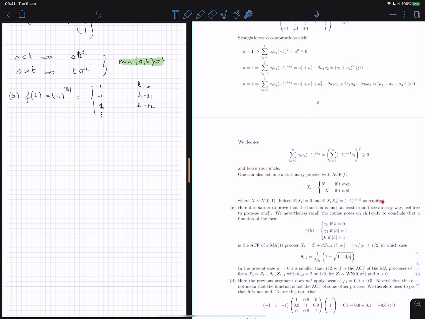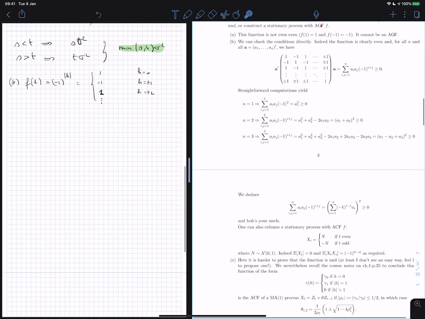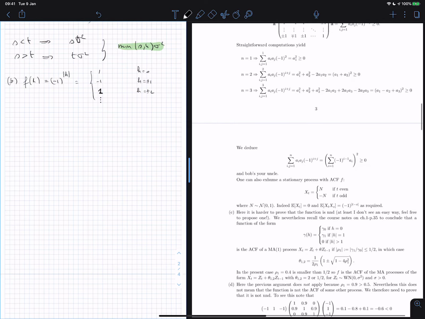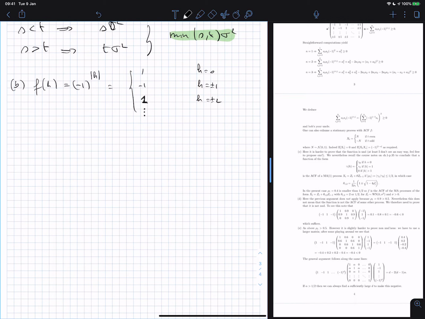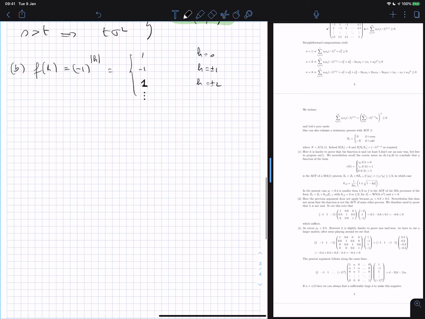If you're smart, or if you know how to use Google well, it's not hard to find the stochastic process which has exactly this as covariance. So here I suggest something. What do we want? We want the covariance for any odd distance to be minus 1, and for any even distance to be 1. Then it's not hard to see that you just have to take this.